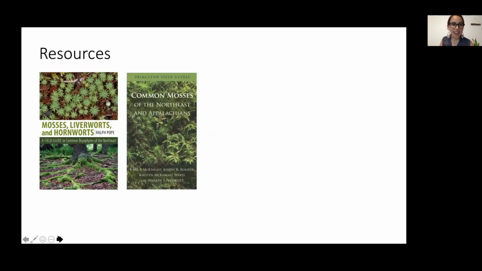Okay, and then if you like books and you want a physical guide, these are two very good recommendations: Mosses and Liverworts and Hornworts of the Northeast, a field guide to common bryophytes of the Northeast, and Common Mosses of the Northeast and Appalachian. And one of the pictures that I showed you of the leaves of bryophytes comes from one of these guides. So these are really useful.